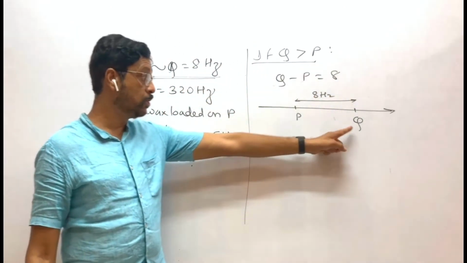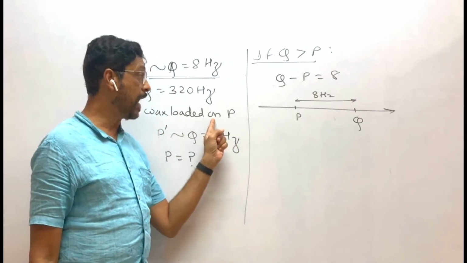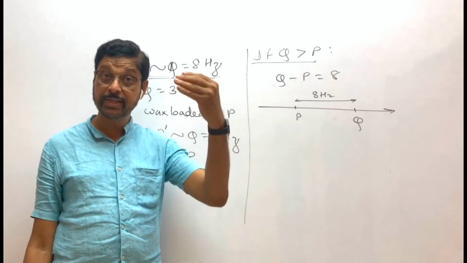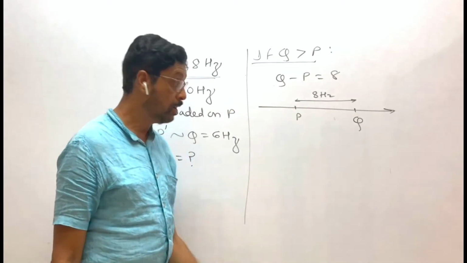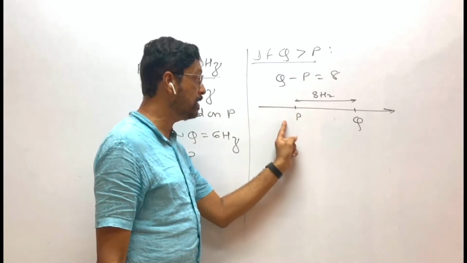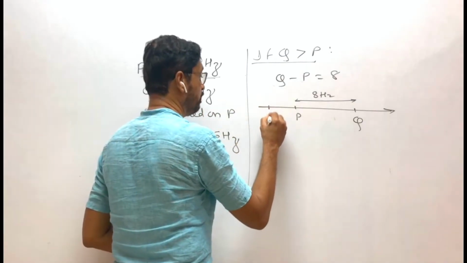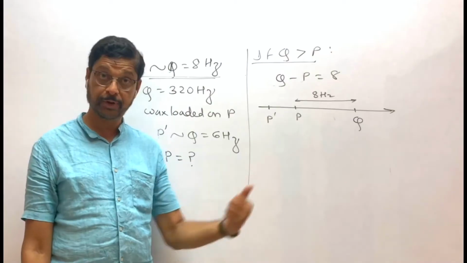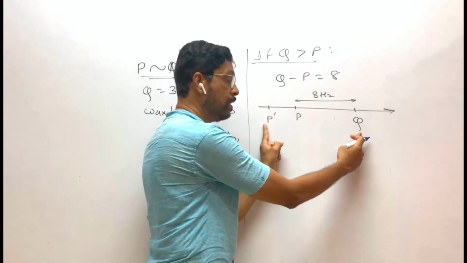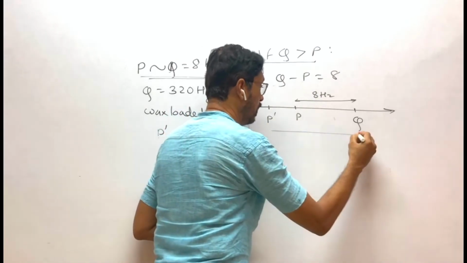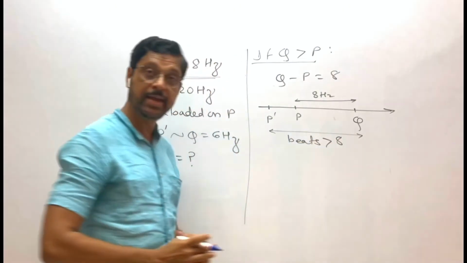We have assumed that Q is greater than P. Now wax is added on P, so its frequency will decrease. जब wax डालेंगे तो P की फ्रीक्वेंसी कम होगी, तो P की फ्रीक्वेंसी किस ओर जाएगी? राइट में कि लेफ्ट में? कम होगी मतलब लेफ्ट में. सो दिस विल बी P डैश, न्यू फ्रीक्वेंसी ऑफ P. सो नंबर ऑफ बीट्स क्या हो गए? 8 से बढ़ गए. सो नाउ नंबर ऑफ बीट्स विल बी ग्रेटर देन 8.